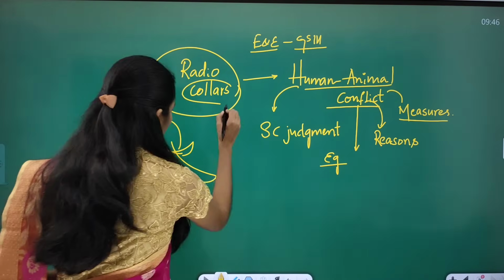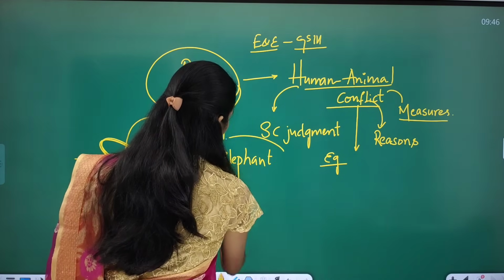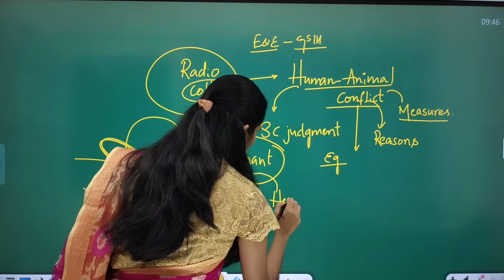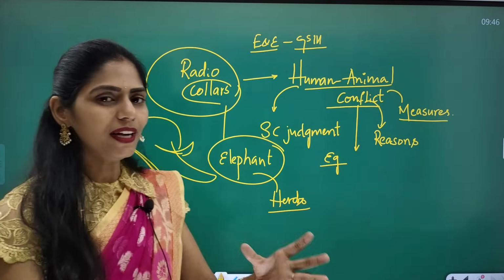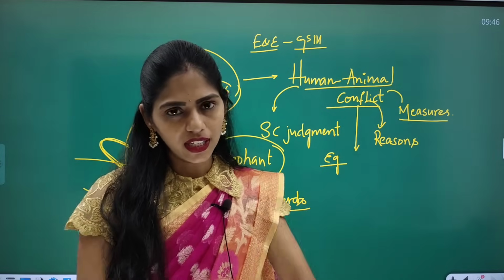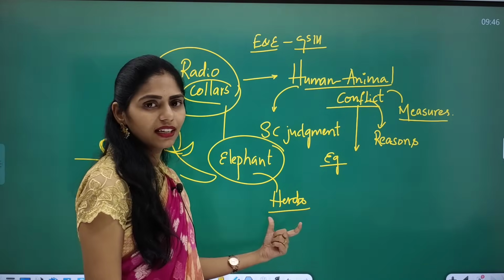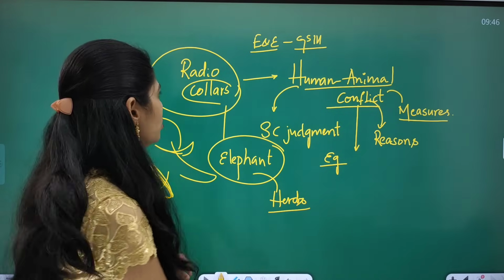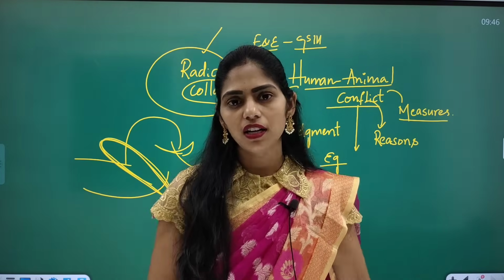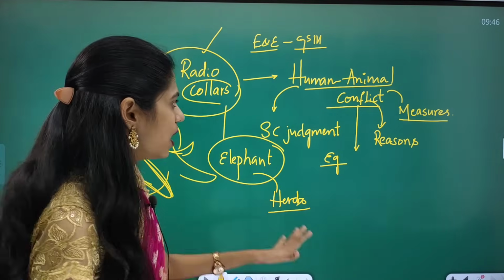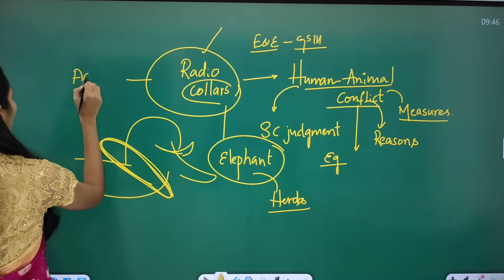This article is talking about an animal called the elephant. Actually, animals move in herds. Herds means nothing but groups. Whenever a group is moving, one group leader guides those animals, that is called the herd leader. For that herd leader, we fix these radio collars so that we can identify the movement of the entire herd. Now let us see the dimensions, like what this radio collar is.